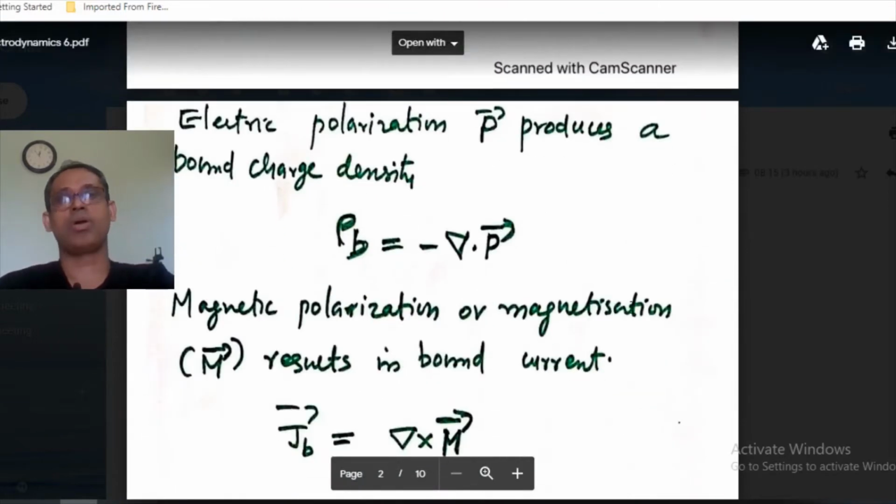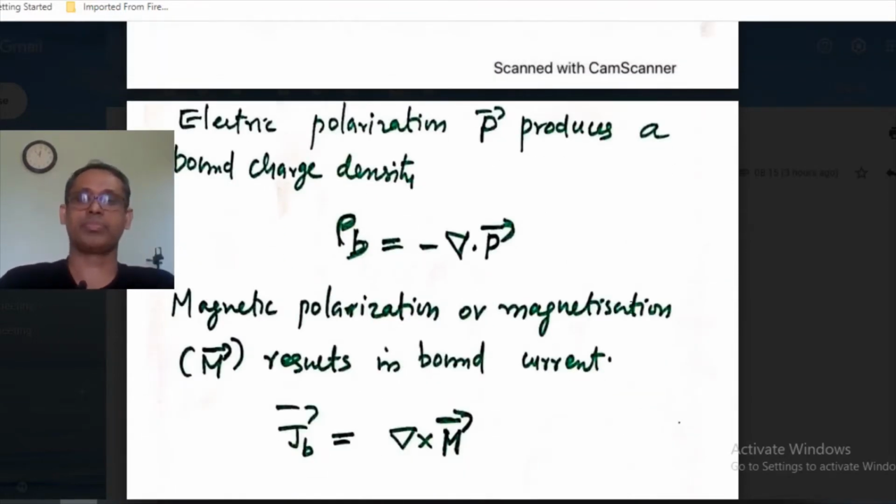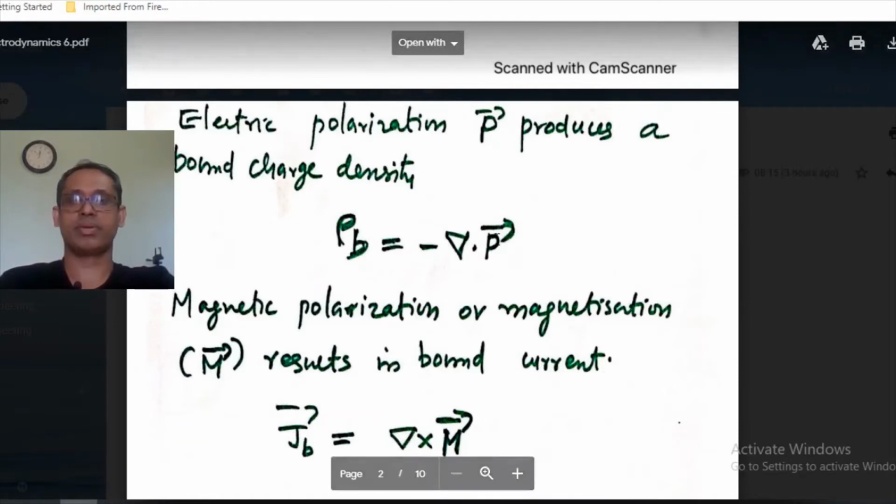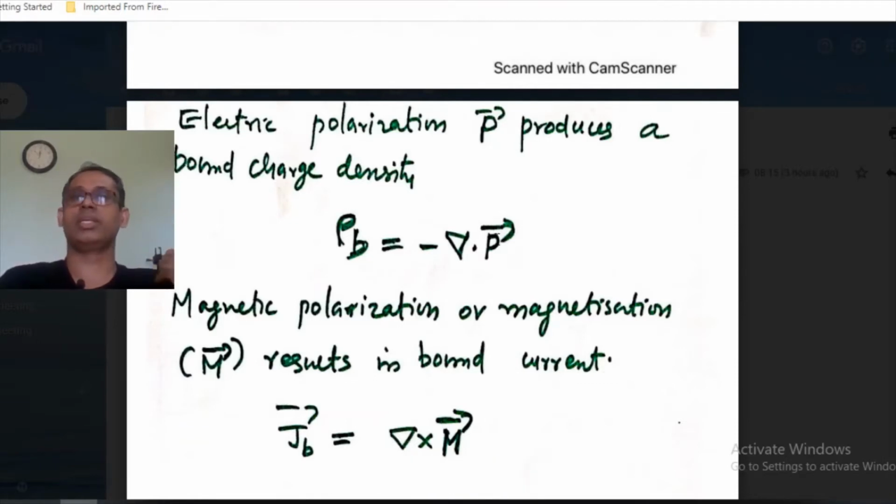Now the electric polarization produces a bound charge density that is given by rho b. Rho b is the bound charge density, equal to minus del dot P, where P is the polarization. We have learned in detail about electric polarization in a material, and it produces bound charges, and this bound charge density is given by minus del dot P.